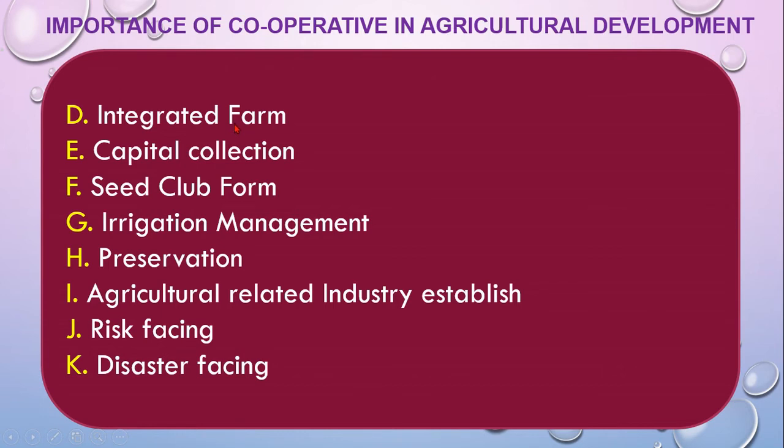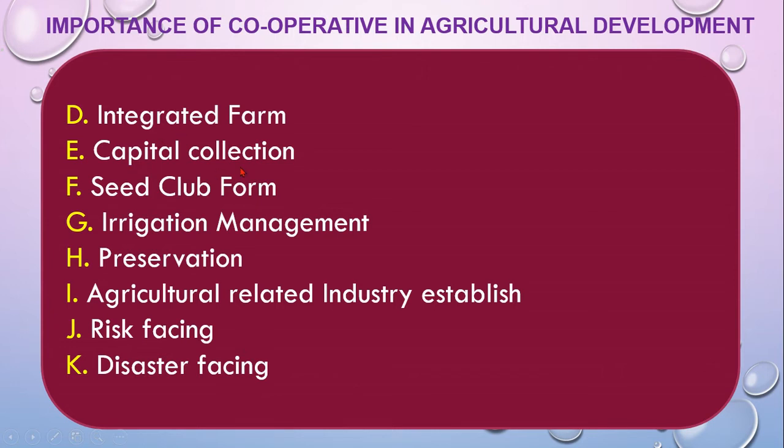Next one is integrated farm. For instance, one farmer has 5 decimal land, the other farmer has 5 decimal land, the other farmer has 10 decimal land. So altogether it is 20 decimal land. If you collect this type of pieces of land and make one farm, then it will get more profit. Otherwise, if an individual farm makes a farm of 5 decimal land, they will get no profit at all or less profit. So that is why an integrated farm is good for a cooperative farm.